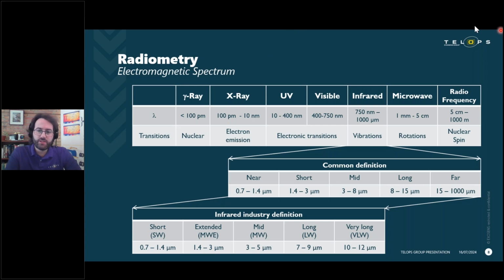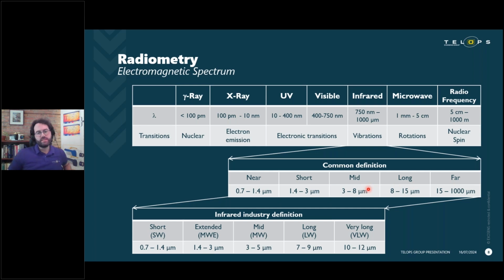The electromagnetic spectrum is what we see here. We have the whole spectrum, going from gamma rays to radio frequency, and we have our little infrared window just in the middle here. In, let's say, physics, chemistry, science in general, common definitions are typically what we have here, going from near to far infrared.